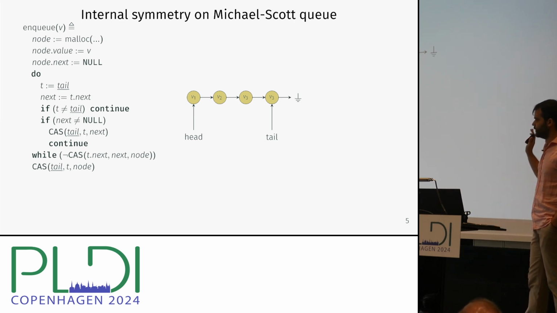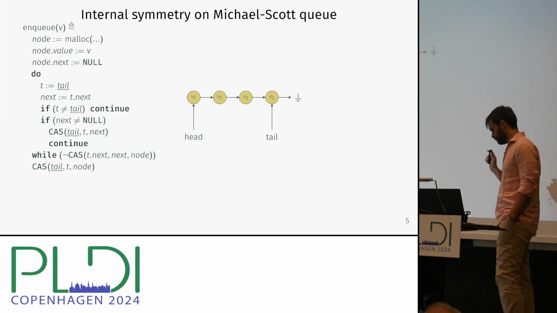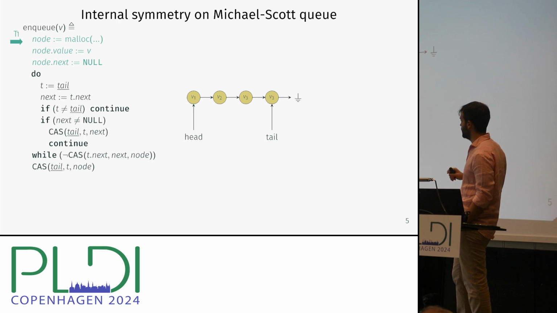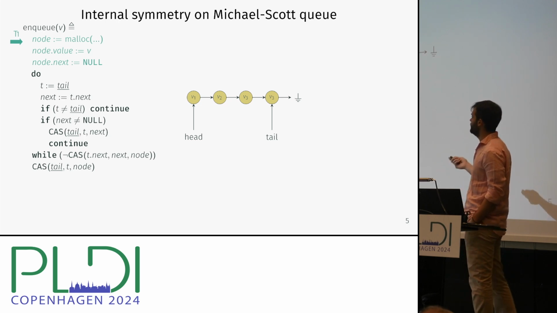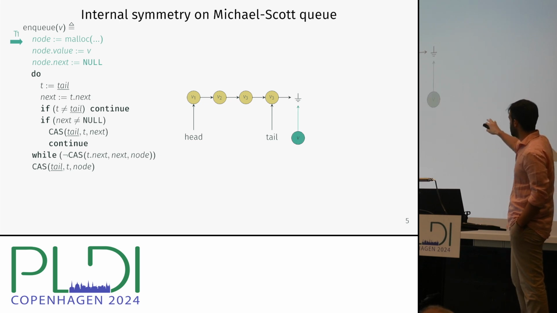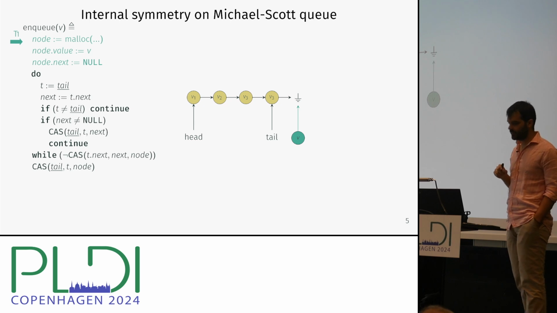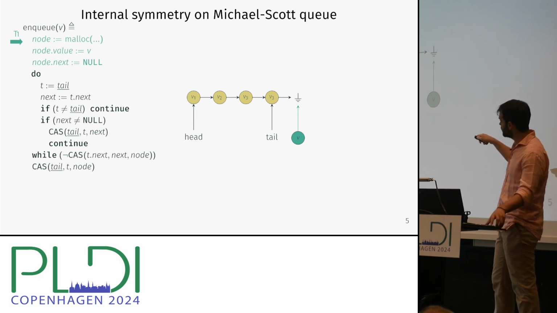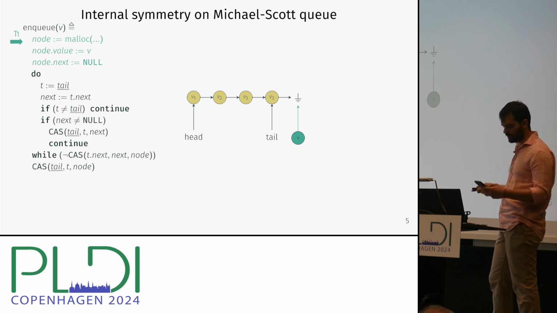So now suppose we have one thread that wants to enqueue an item. So it will start executing enqueue. It will allocate some memory, set some value to the new node, and set the next pointer. So essentially, this is what these first 3 lines are doing. And then it will enter this do-while loop, which is the main enqueuing loop.